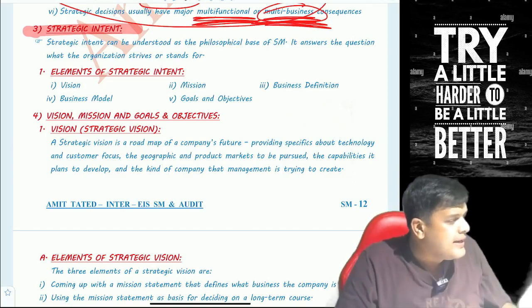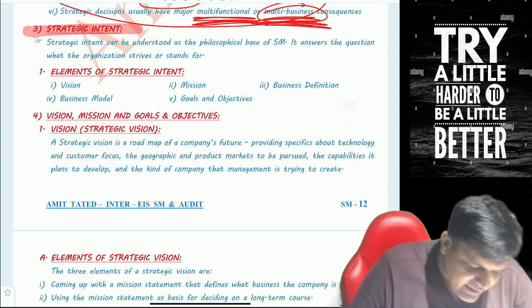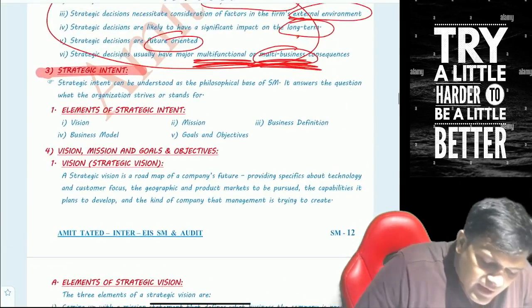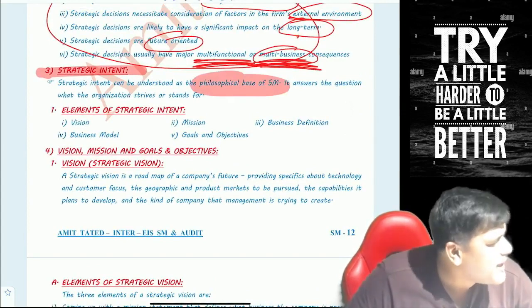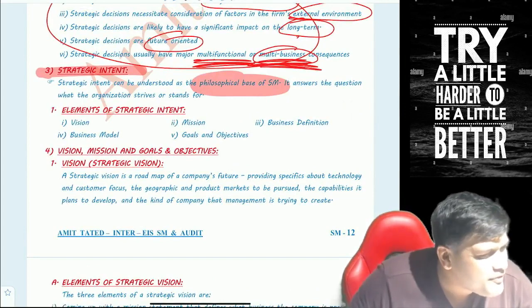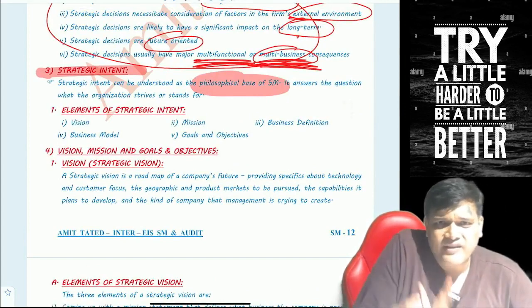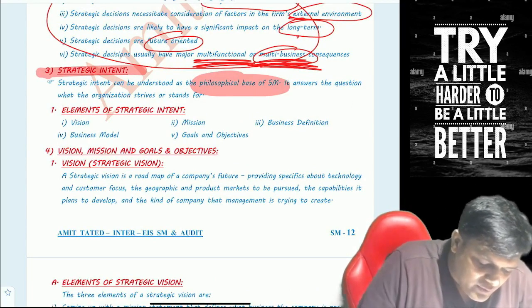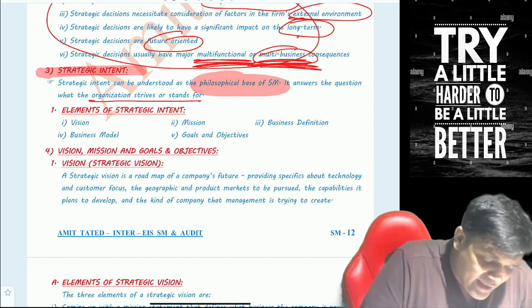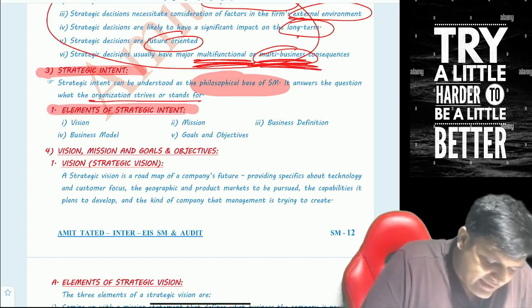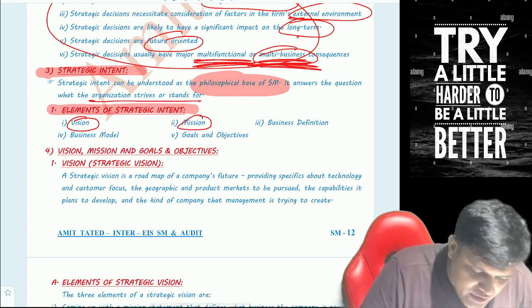So strategic intent, how many elements are there? What is a strategic intent? Strategic intent is a philosophical base of SM, the base of strategic management. So of the 5 steps, which is the base of strategic management? First. Therefore, it is a strategic intent. It answers the question, what organizations strive for or stand for. What are the elements of strategic intent? The answer is very easy. The elements are vision, mission, goals and objectives.